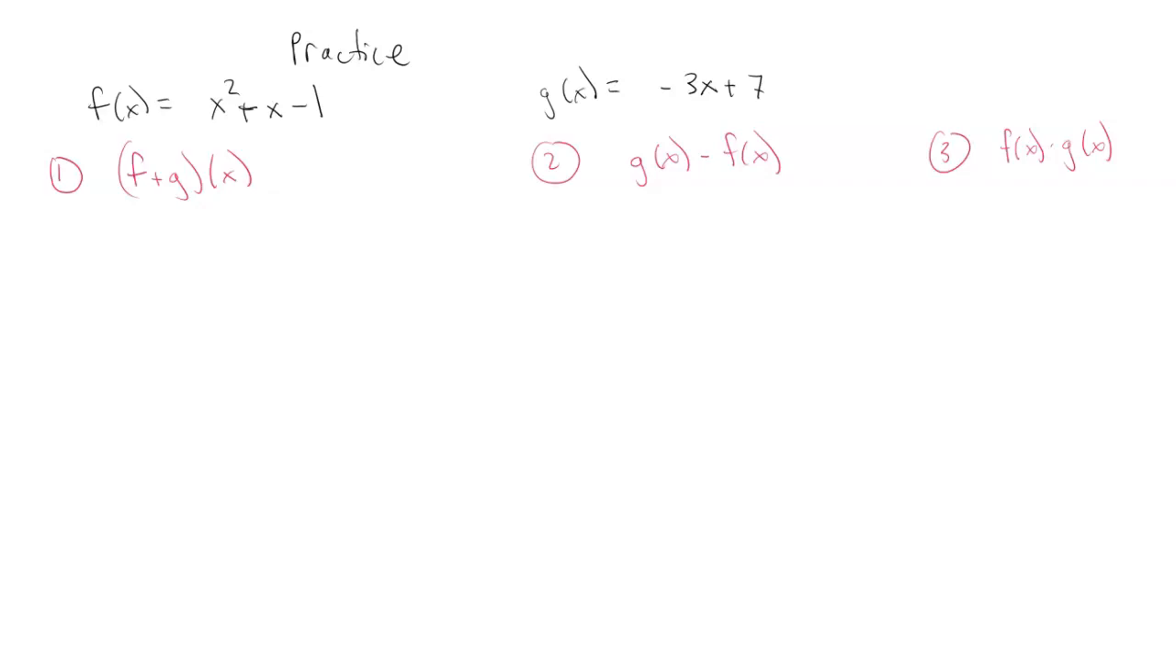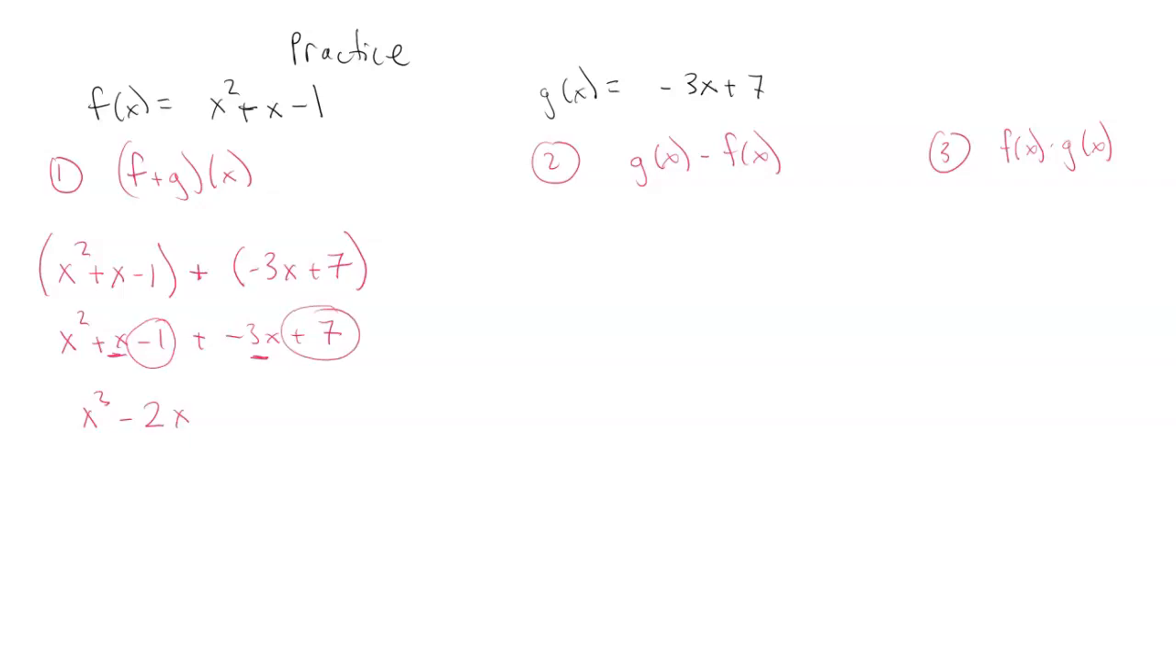So again, f plus g of x. I'm going to take my f of x first, so x squared plus x minus 1. And I'm just going to add my second function to it. So plus sign, negative 3x plus 7. Now the great thing about addition is that nothing needs to be distributed to either one. So we get to drop our parentheses. So plus negative 3x plus 7, and then combine like terms. So I just have x squared. I'm going to combine x and negative 3x, so I'll say minus 2x, and then combine negative 1 and that positive 7 to give you plus 6.